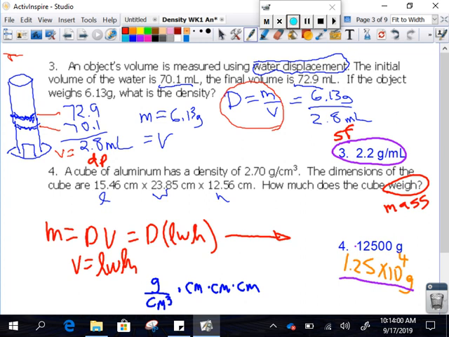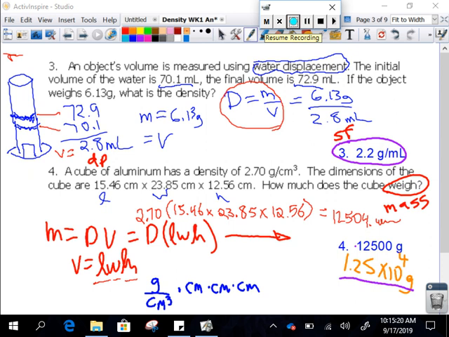Number 4, we have a cube of aluminum, and it gives us the density of 2.70, and then it tells us the dimensions of the cube. So we have a length, a width, and a height. It doesn't really matter which variable you assign to which, but the important thing is that to get the volume, you have to do length times width times height. So that's all that's going on in there: taking the volume and multiplying it by the density to get the mass. So let's just throw the numbers in there real quick.